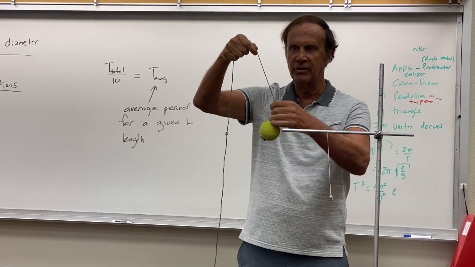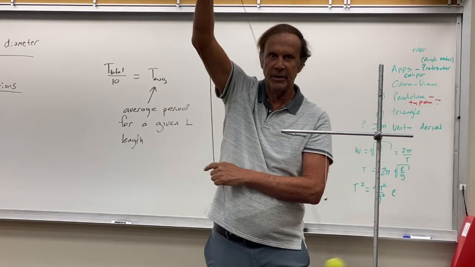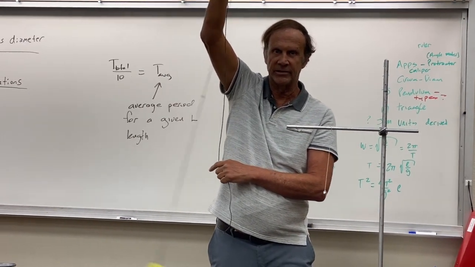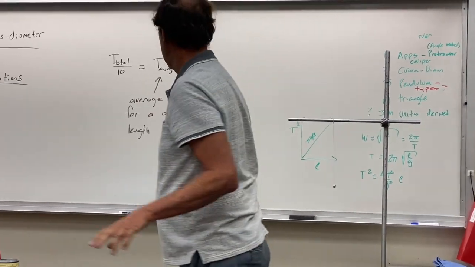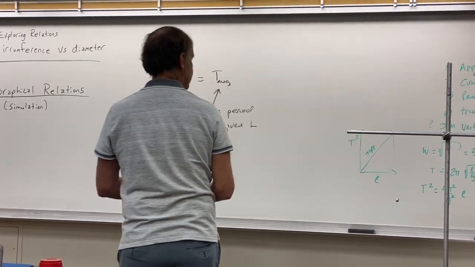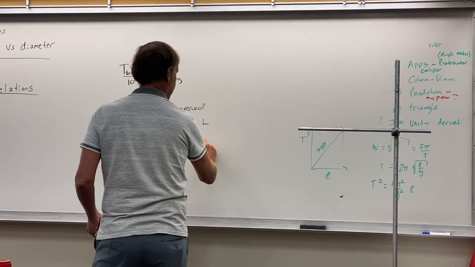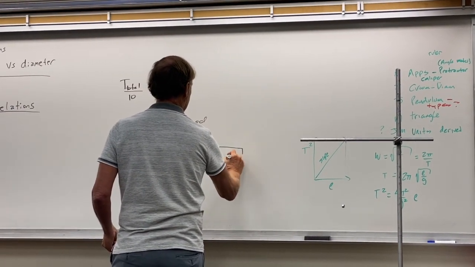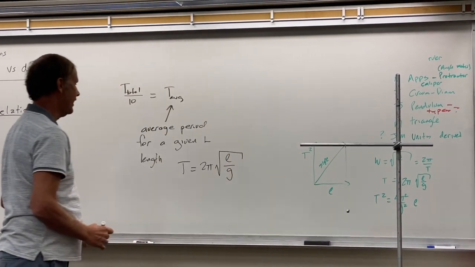But if I change the length, let's say I make the length quite a bit longer, then the amount of time that it takes to go through 1 complete swing has expanded. Expanded by how much? Well, it turns out that the period of a pendulum, T, is equal to 2 pi times the square root of the length of the pendulum divided by the acceleration due to gravity.